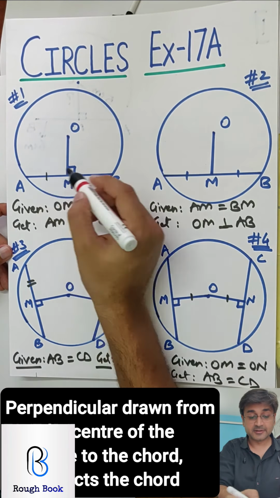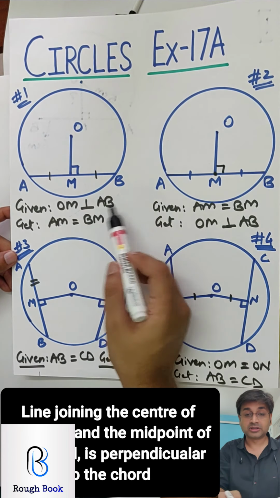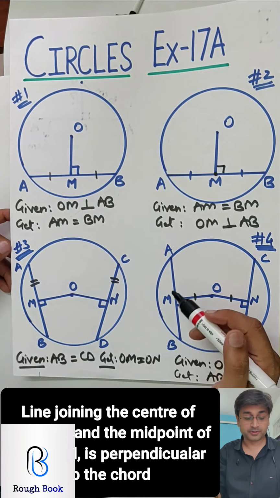The next one, write it down please. Line joining the center of the circle and midpoint of the chord is perpendicular to the chord. So what you are being given is exactly the opposite of this. Now you've been given that AM is equal to BM, and what you get is OM perpendicular to AB. So both are converse to each other. Very important, both the properties.